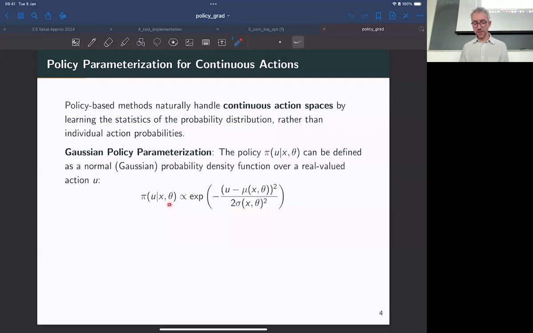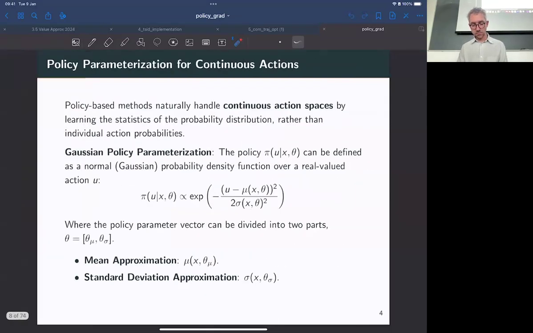So in this case, the parameter theta could be split into two parts, a part which is used for learning the mean of the distribution, and another part for learning the standard deviation. So it's as if you had two neural networks. One network outputs the mean, and that network depends on these parameters theta mu, and the second network outputs the variance, and that depends on the parameters theta sigma.